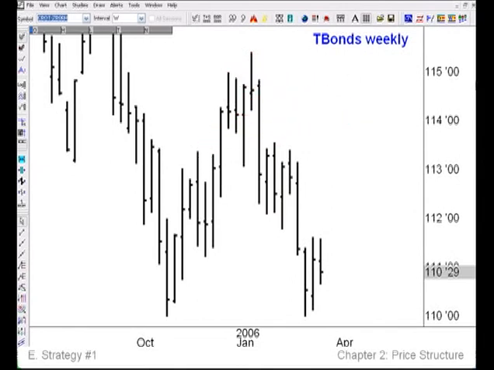So let's draw in the AB of the second measured move. There's AB up to C, and confirmation to go short right over there. This pivot high gets confirmed. The market goes down, lower highs, lower lows, bar to bar.